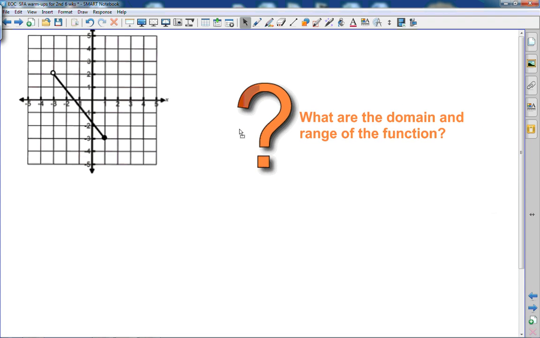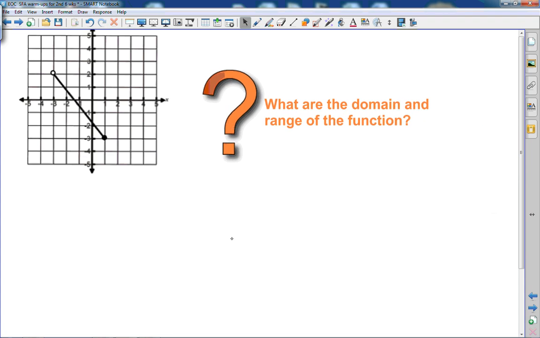Next one. What is the domain or range of this function? Okay, well, let's remember domain is x and range is y. So let me start with the x. My x numbers are going to start right here at negative 3. So I've got negative 3. Because it's an open circle, I leave this alone. Then I go over here, and it goes all the way over here to 1. At 1, there's a closed circle, so I write an equal to.